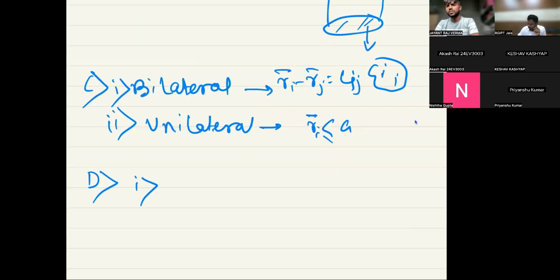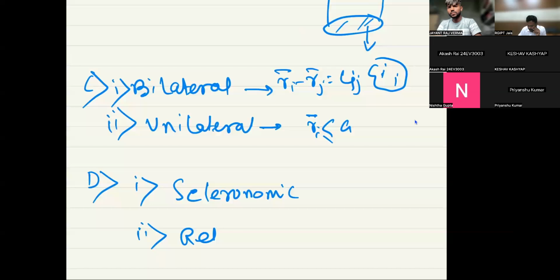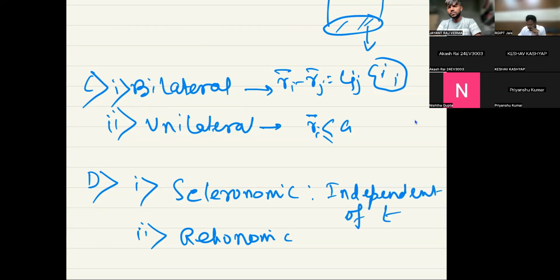And the last one is the time dependence of the constraint relation. So one is called scleronomic constraint, and the fourth type is called rheonomic constraint. So this is independent of time. This is independent of t. These constraint relations are independent of time, but here the constraint relations depend on time. Depends on time means, as the time changes, the forces of constraint also change. So these are called rheonomic type of constraint.